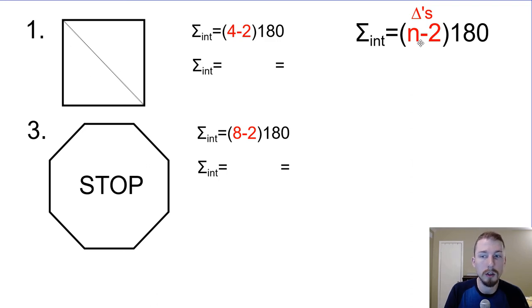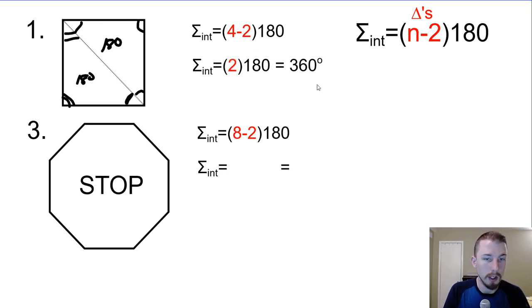So n minus 2, 4 minus 2 is 2. So there are 2 triangles, and each one of those triangles is going to have interior angles that add up to 180 degrees. So the triangle on the top, these 3 angles are going to add up to 180, and the triangle on the bottom, all 3 of these are going to add up to 180 as well. So altogether, the sum of the interior angles is going to be 2 times 180, which is 360 degrees.